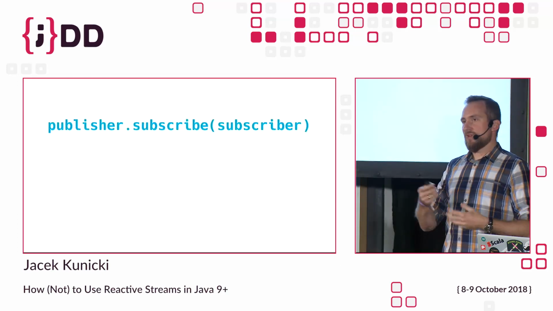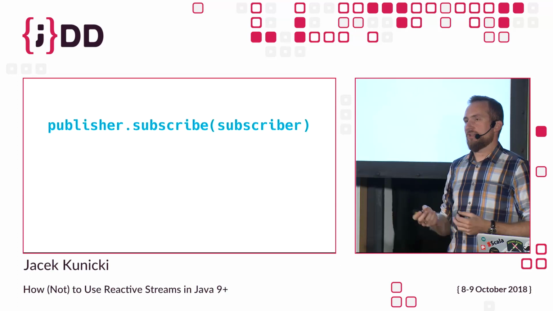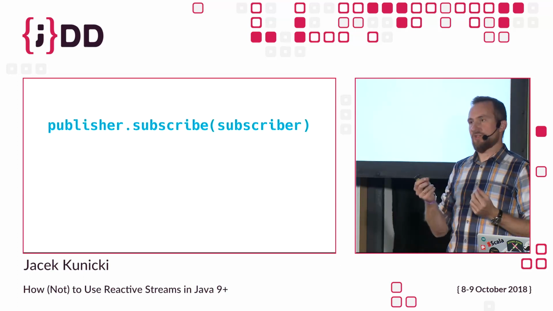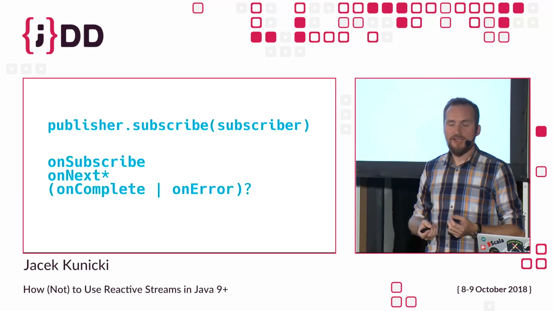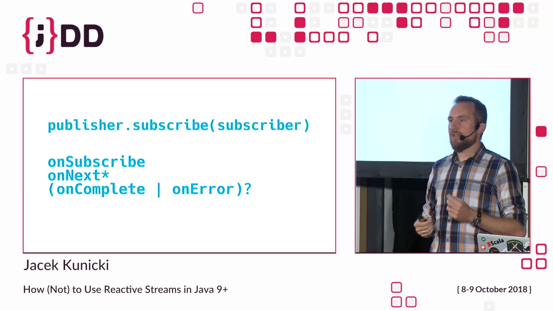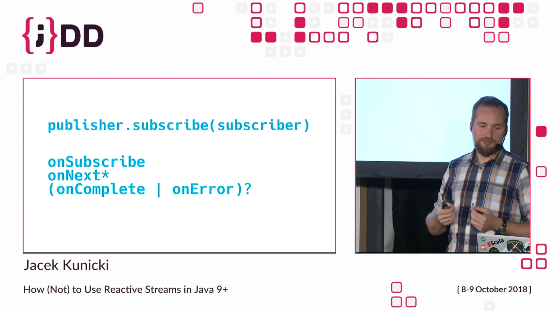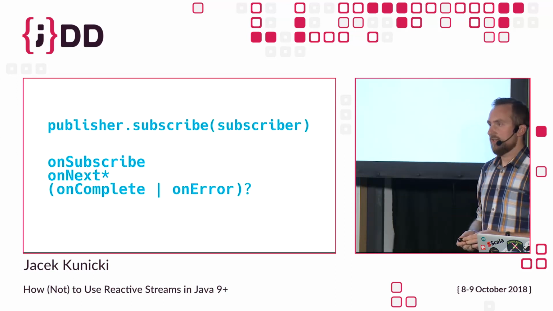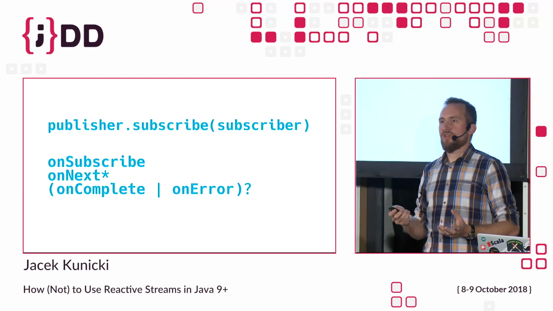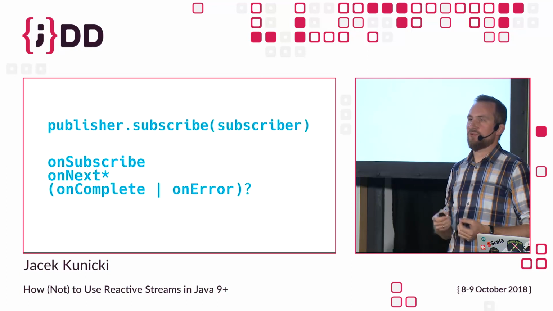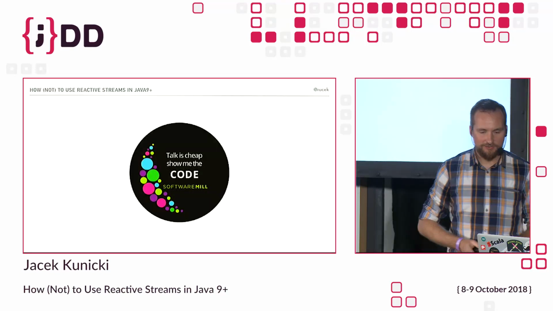So once again, to recap, the typical scenario is that a subscriber is connected to a publisher with the subscribe method, and then it receives the confirmation signal, onSubscribe. Then it can receive an arbitrary number of onNext signals with data, and eventually it completes either successfully or with an error. Now, we are developers, and when we see interfaces like that, they are pretty simple. It's really tempting to try to implement them ourselves. So let's try to do it.